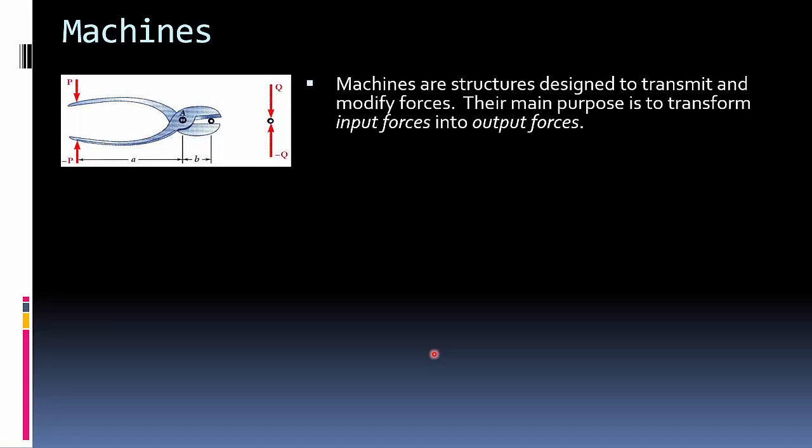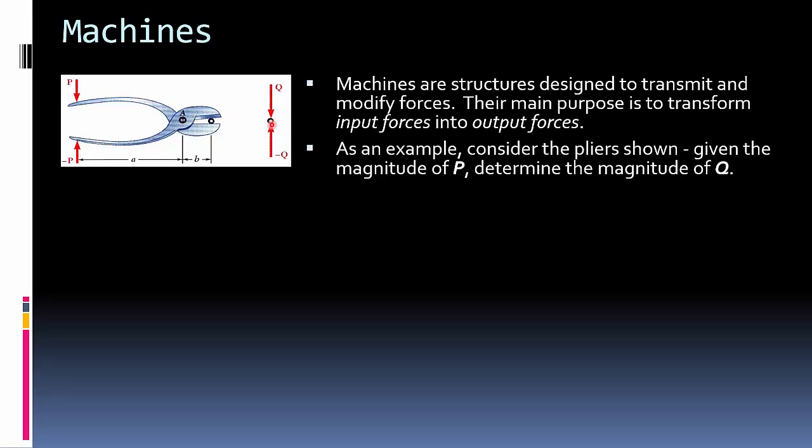Okay, lastly, we're talking about machines. Now, what's the difference between a machine and a frame? Well, analysis-wise, nothing. They're the same thing. But functionally, machines are structures designed to transmit and modify forces. So they have moving parts, and their main purpose is to take input forces and convert them into output forces, right? So you have these pliers, you squish here, and it squishes down on this, or it looks like these are wire cutters, and it squishes down on this wire.